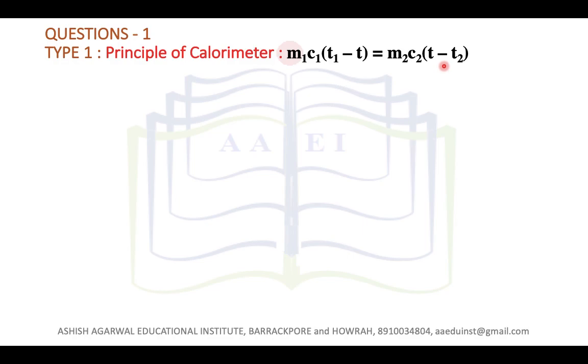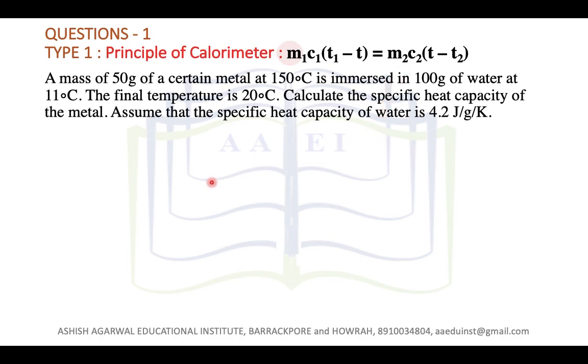Easily it is judgeable that it is case 1, because we have just left hand side equal to right hand side. We don't have that plus mc(t minus t2) here, so it belongs to the first category where the calorimetric substance is not considered. Let us see what is the question. A mass of 50 gram of a certain metal at 150 degrees Celsius is immersed in 100 gram of water at 11 degrees Celsius.